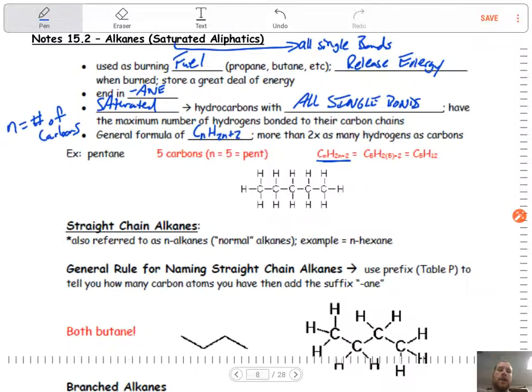All right, so pentane, that prefix pent, 5 carbons, right? So then we plug it in. 2 times 5 plus 2, that's how we get 12. And then this would be the structural formula for pentane, okay?